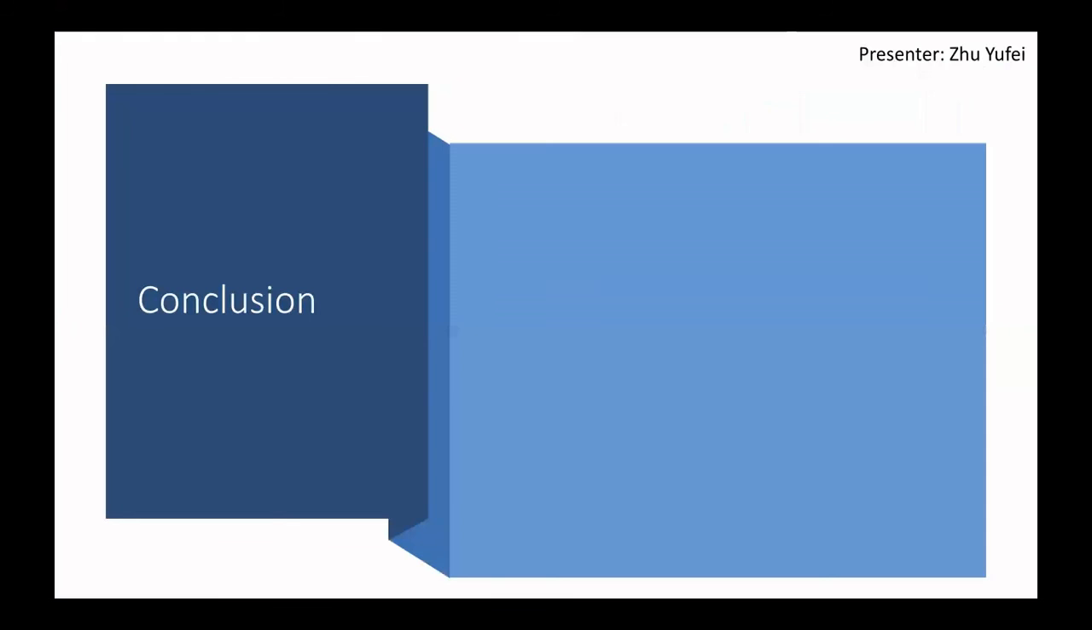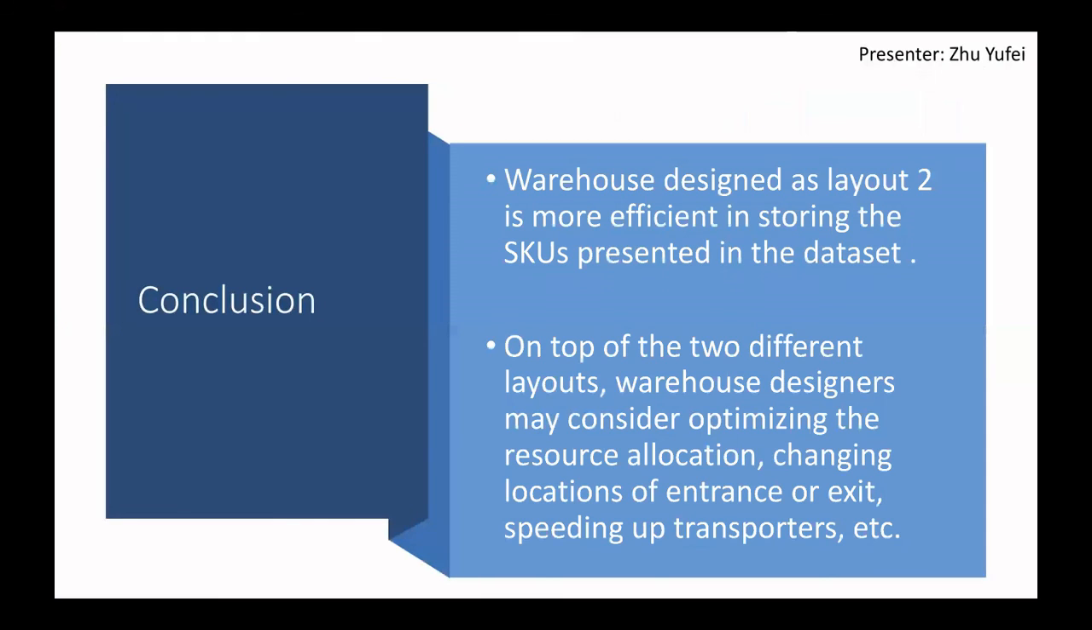In conclusion, by simulating inbound and outbound processes in both Layout 1 and 2 with AutoMod, our group concluded that warehouse design according to Layout 2 with multi-shuttle system is more efficient in storing SKUs presented in the dataset. And in order to further improve warehouse storage efficiency on top of the layout, warehouse designers may consider optimizing resource allocation, changing locations of entrance or exit, speeding up transporters, etc.